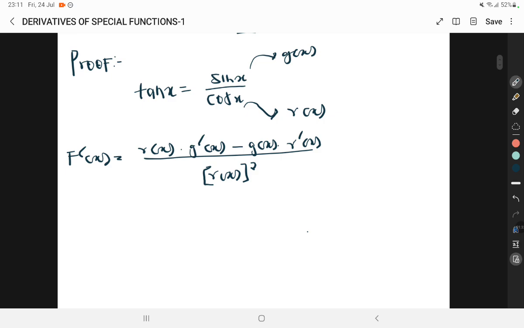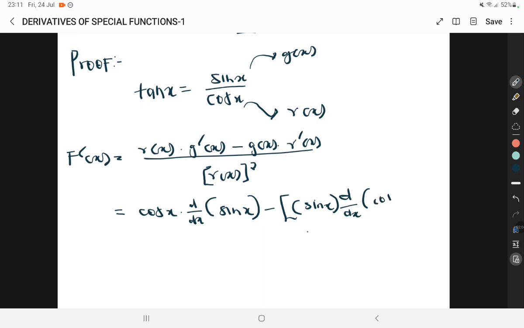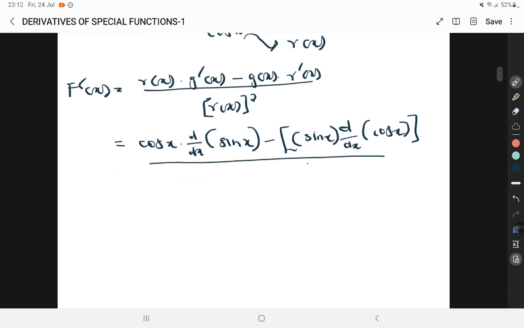squared, right? And we know that r of x is cos x, and the derivative of g of x is d over dx of sin x. Then we minus, after this minus we open the bracket, then we keep g of x constant, which is sin x. Then we do the derivative of r of x, which is cos of x. Then we close the bracket, all divided by cos squared x, right?